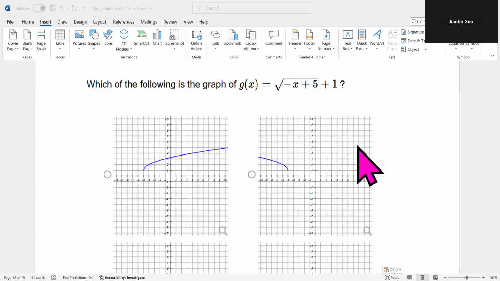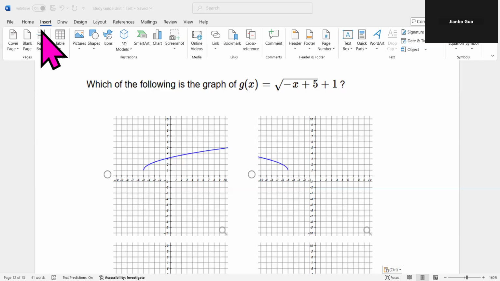Hello class, in this video I'm going to show you how to transform the square root function, square root of x, to g of x equals square root of negative x plus 5, and plus 1. This process involves multiple transformations, so the order of the transformations matters.